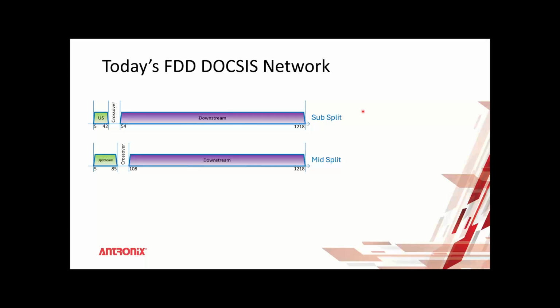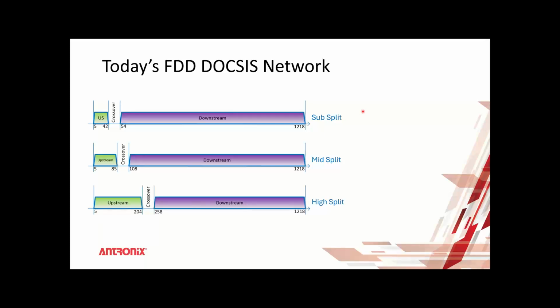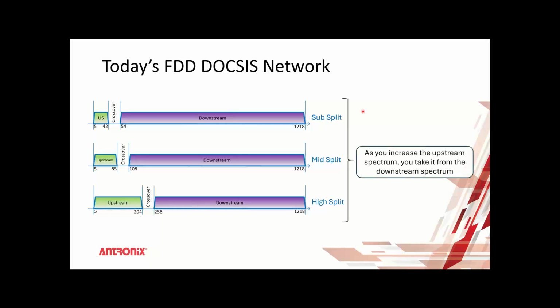As we go to mid-split, as you can see, the upstream is increased. You can go to 5 to 85 and 104 to 1.2 gigahertz. Same thing with high split. You increase the upstream, you have more bandwidth, but as you increase the upstream spectrum, you're actually taking away the downstream because your network is limited to 1.2 in this example. So no matter what, you have to put all your upstreams and downstreams in your 1.2 gigahertz network. So as you take away from the upstream, you could see you're removing and having a smaller downstream path for bandwidth.